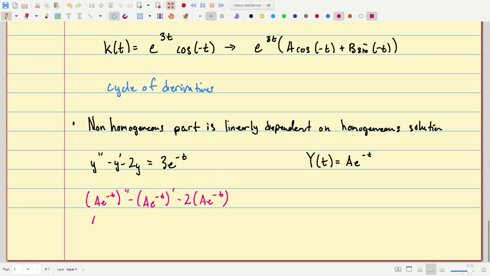Two derivatives, one derivative, no derivatives. What is this? It's 0, because this looks like part of the homogeneous solution, right? C2 e to the minus t. Okay, so when I plug it in, I don't get my non-homogeneous right-hand side. So I'm going to have to guess something else.